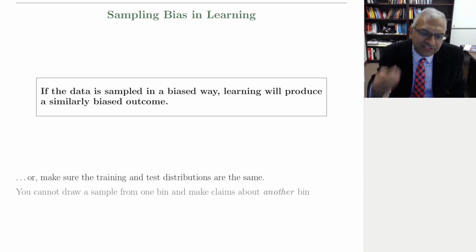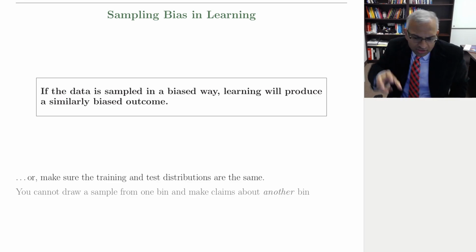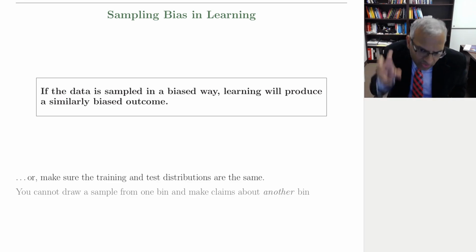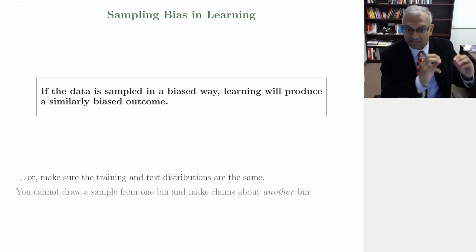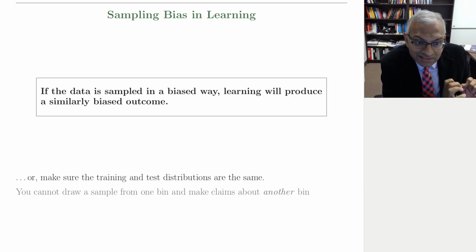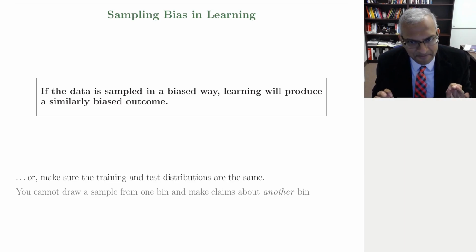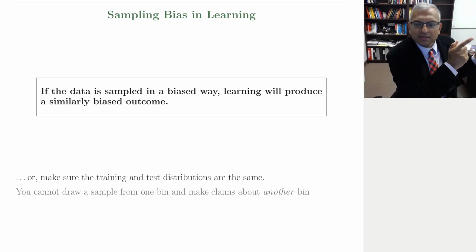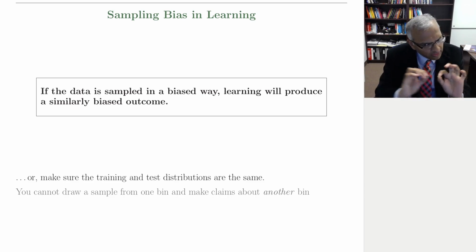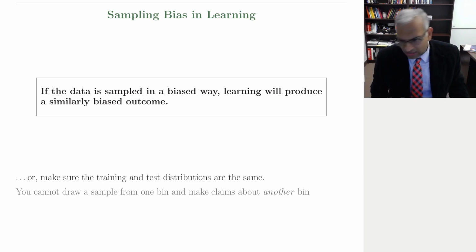Now, operationally, make sure your training distribution, i.e. the data generating process that generates data for training, for learning, and the test distribution, the data generating process that generates data on which you will be tested, are the same. Basically, you cannot sample from one bin and then make statements about another bin. Very important. Now I'm going to show you some examples that are much more recent than this presidential election debacle.